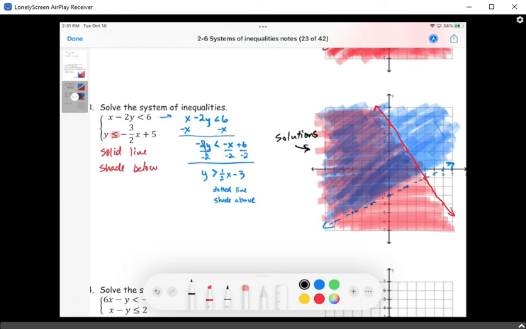So that's all we're going to do for the notes today. We'll have some more in our next lesson that's very similar to this. So we'll move on then.